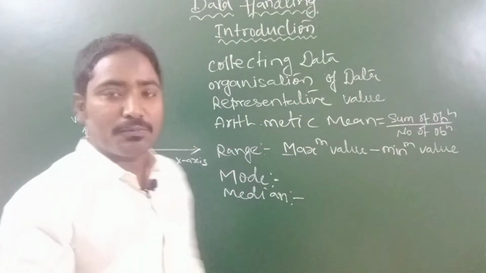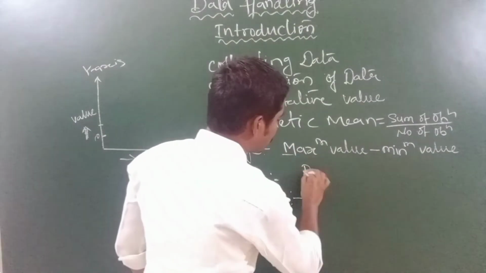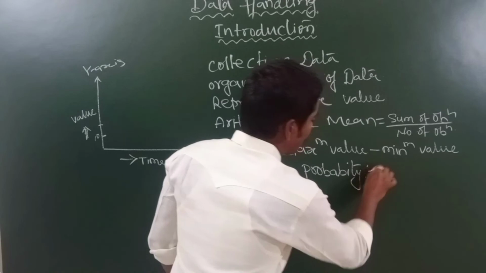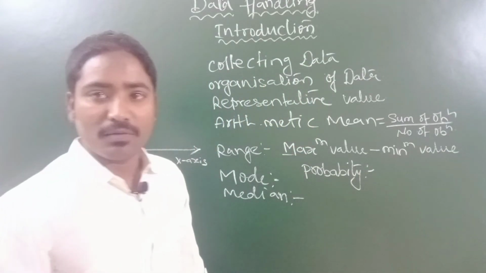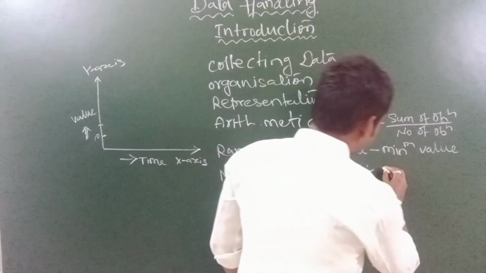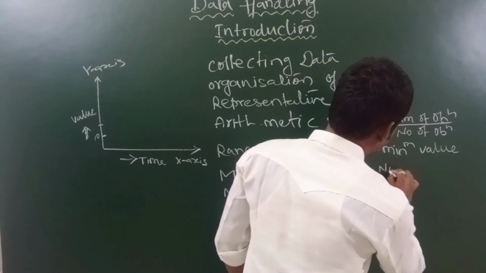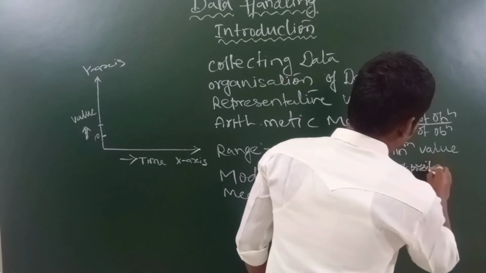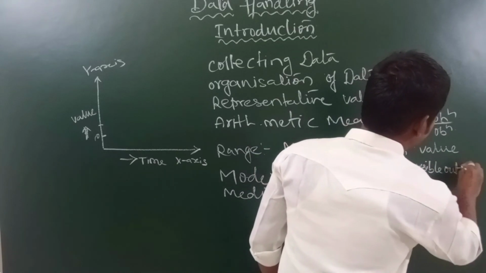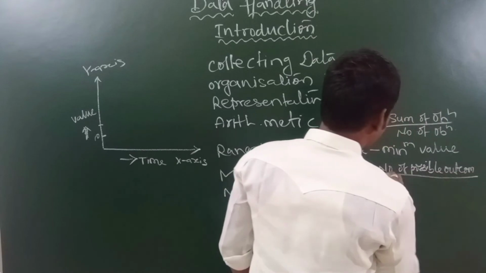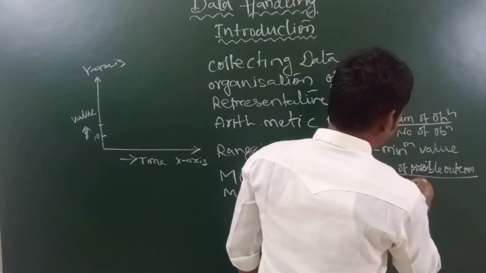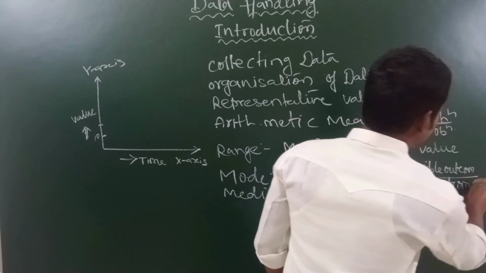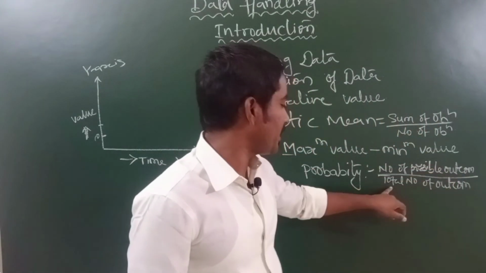So probability, for calculating probability also students, we are having one formula, and that formula is number of possible outcome divided by total number of outcome. Okay, now here two more parameters came students, that is number of possible outcome and total number of outcome.